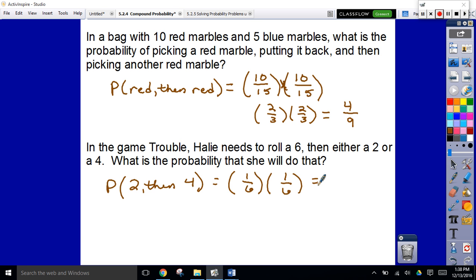Caleb, what's the probability then that she's going to roll a 2 and then a 4? I have to multiply these two together. Multiply your tops and then your bottoms. 1 times 1 is? 1. And 6 times 6 is? 36. So the probability of that happening in that order is 1 out of 36. Okay, any questions so far? Caleb, do you understand what we're doing so far?